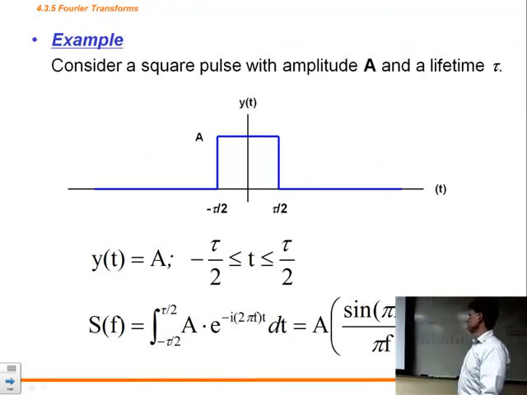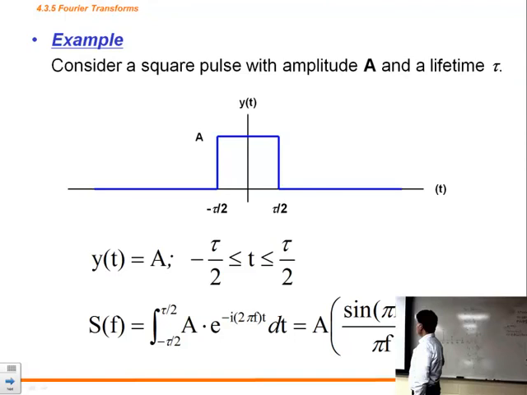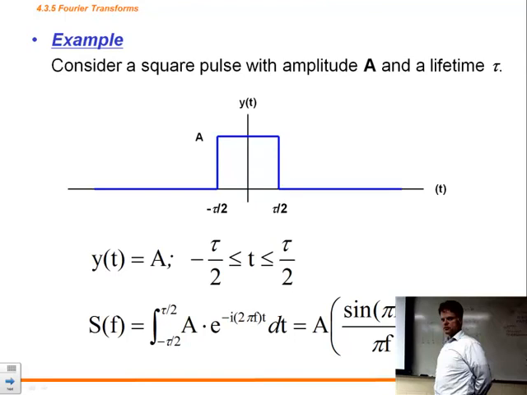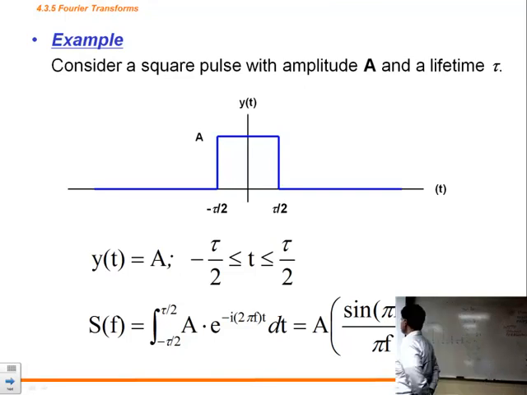All right. So let's do an example. Square pulse. So I'll talk through this. We'll take a break, and then we'll actually do this integral. So we've got the tools to actually compute this integral. So we're going to do it.